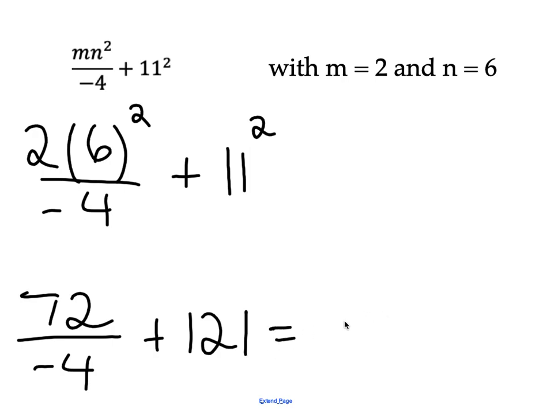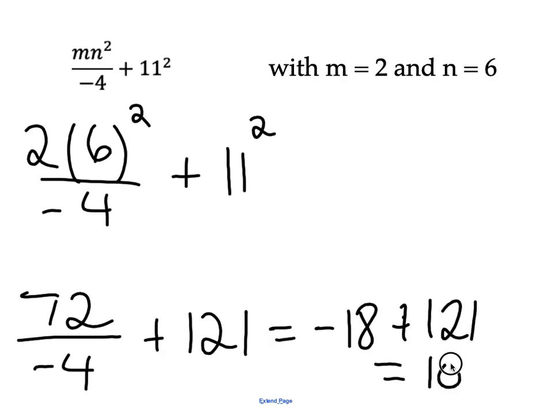Fortunately, we're able to divide 72 by negative 4 as division happens before addition. That fraction has a value of negative 18, plus the 121 from the 11 squared gives us a total value of 103.